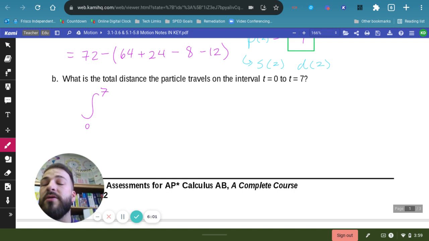So I'm not concerned about 72. 72 is where I was at 4, but I don't need to add a position. I just want to know how much travel has occurred, so I don't need to add on the 72 this time. So the integral from 0 to 7 of the absolute value of 3t squared plus 6 dt.